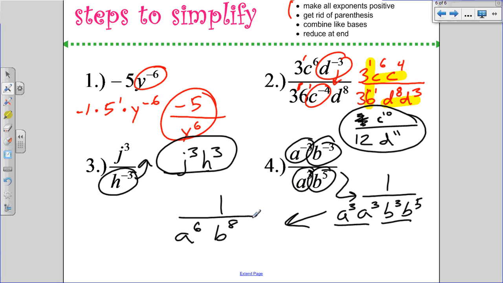So notice in all these problems, I'm combining all the different properties I know about exponents. And that is the key to what we're doing here.